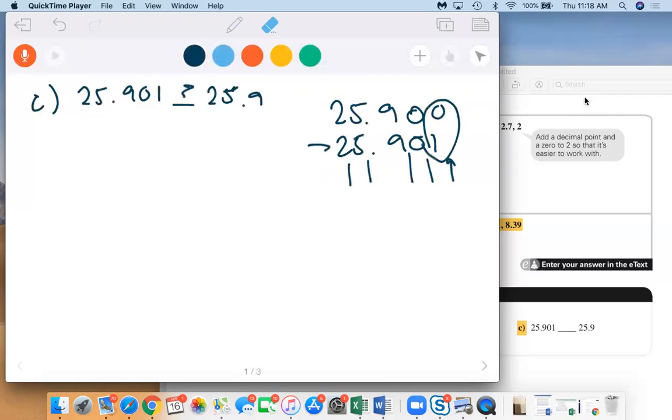Also, here's a tip. If you see that these are exactly the same, but this has additional numbers over here, that means that number is going to be bigger. Okay.